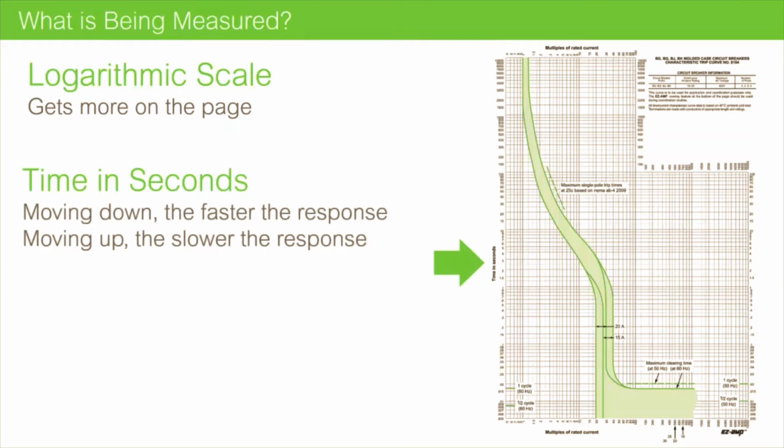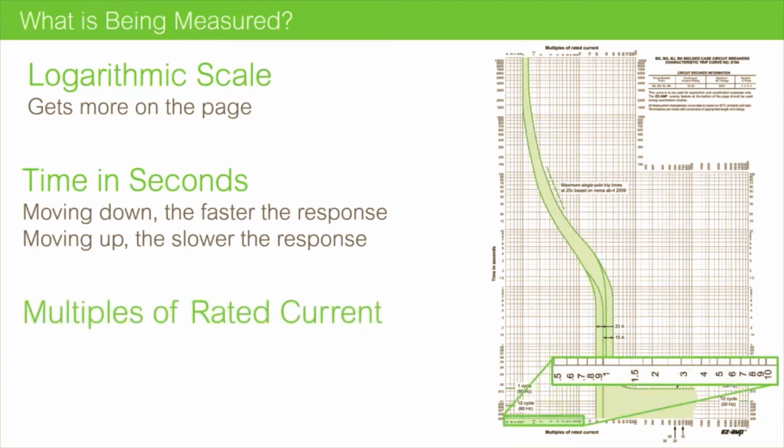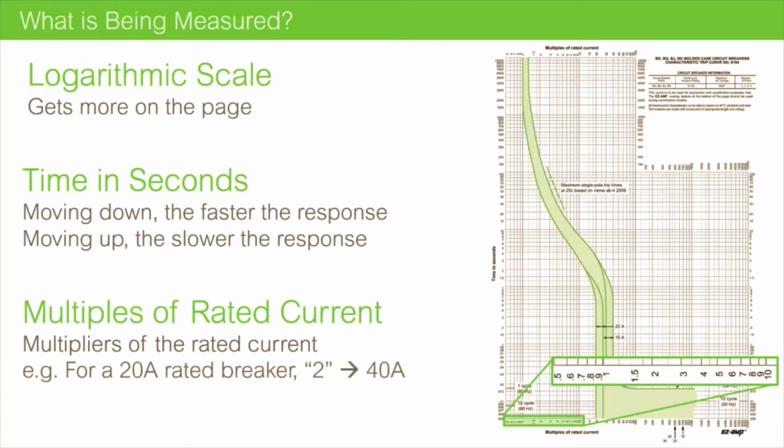Our vertical axis is reporting time in seconds. Moving down, we represent faster responses. Moving up, we represent slower responses. The horizontal axis is reporting multiples of rated current. Notice these numbers are not amps, but multiples of the circuit breaker's rated amperage. For instance, if this time current curve was reporting the characteristics of a 20 amp circuit breaker, 2 would not mean 2 amps, but 2 times the rating of the circuit breaker. In this case, 40 amps.